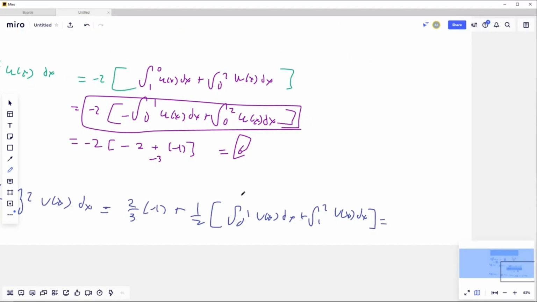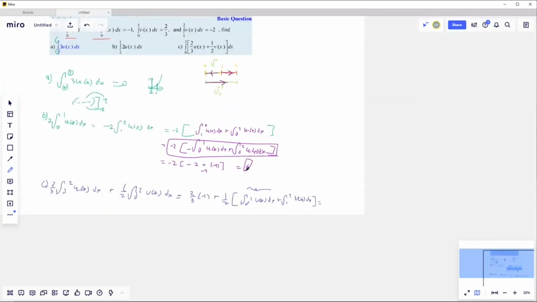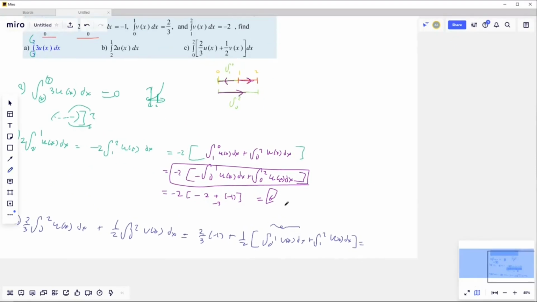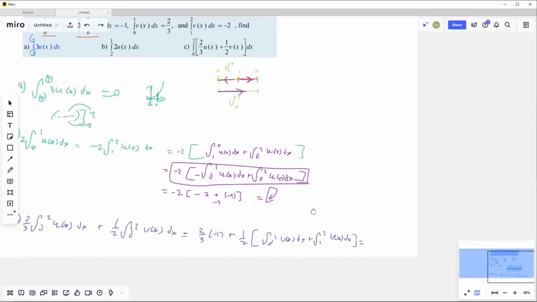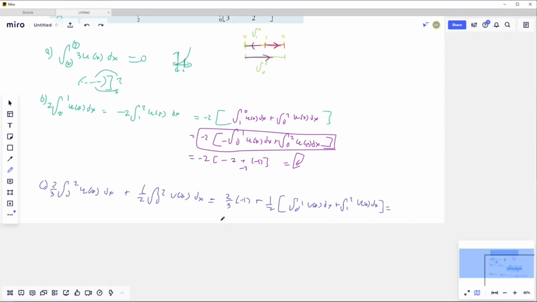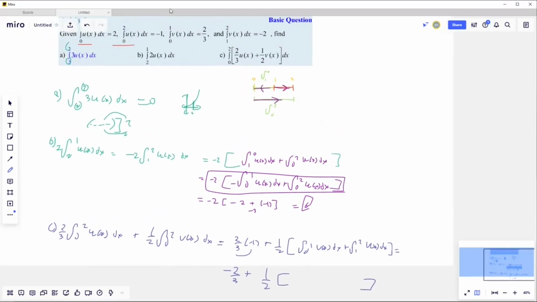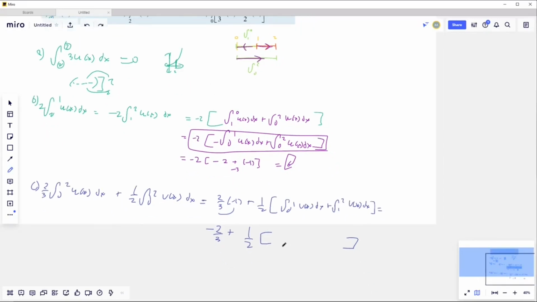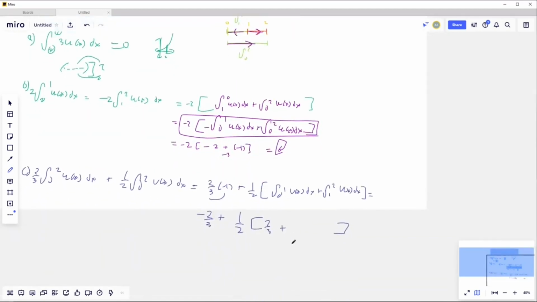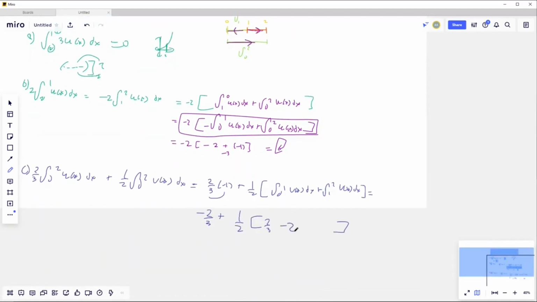If you want to save time or space, this 0 to 1 is exactly the same as over there. So yeah, minus times this, so minus 2 over 3 plus half into, this is where we simplify. So from 0 to 2, 0 to 1, 0 to 1, 2 over 3, plus 1 to 2, minus 2. So here it's actually minus 2, because I don't want to write the plus minus, so minus 2.